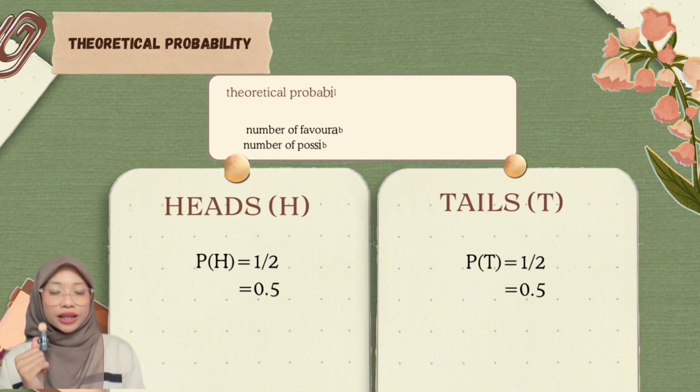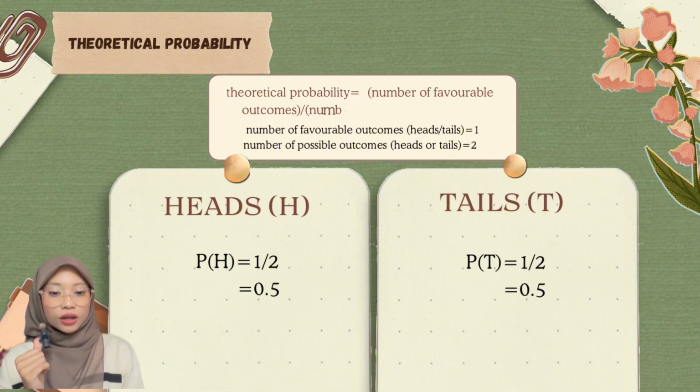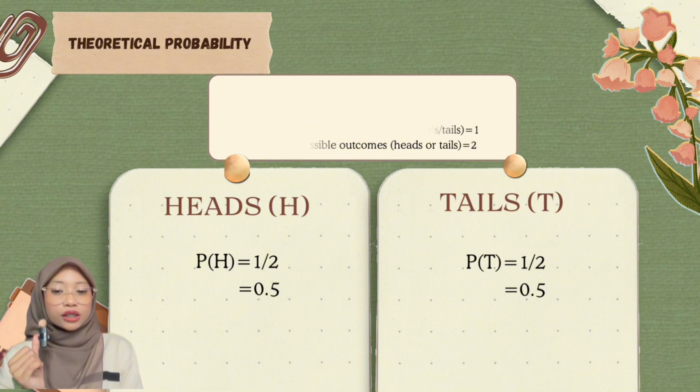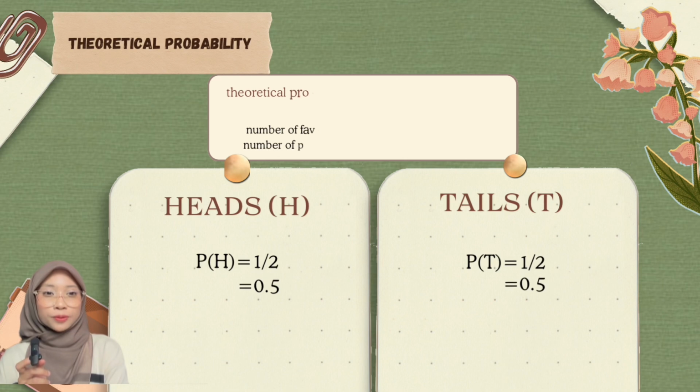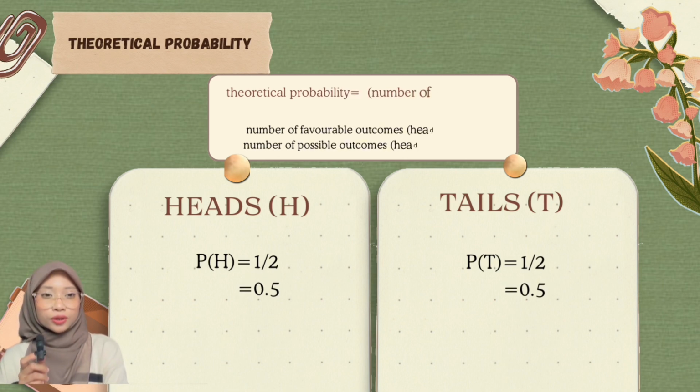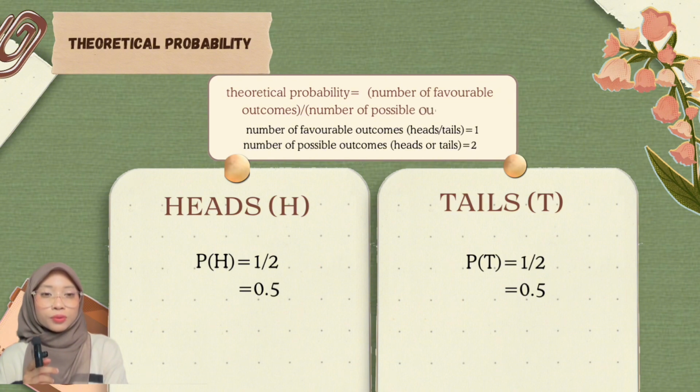Theoretical probability. The formula of theoretical probability is the number of favorable outcomes over the number of possible outcomes. The number of favorable outcomes, head or tails, is 1. The number of possible outcomes, head or tails, is 2. Heads. The theoretical probability of heads is 1 over 2 or 0.5, while the theoretical probability of tails is also 1 over 2 or 0.5.